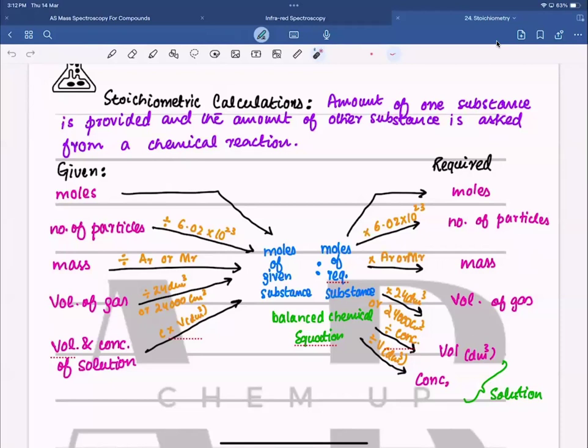Okay, so what happens in these stoichiometric calculations is that a chemical reaction is taking place and you are provided with the chemical equation, or you have to write the chemical equation for that reaction. And out of the reactants and products in the chemical equation, you are given any one quantity of a substance. That's what we consider a given quantity. And the examiner asks you to find the quantity of any other substance. That's what we consider as a required quantity.